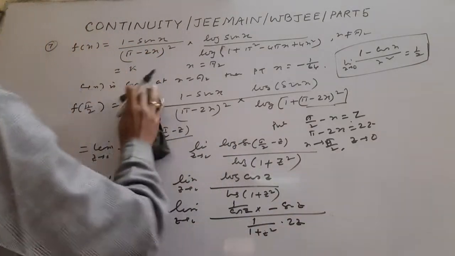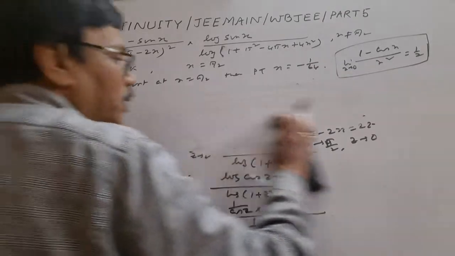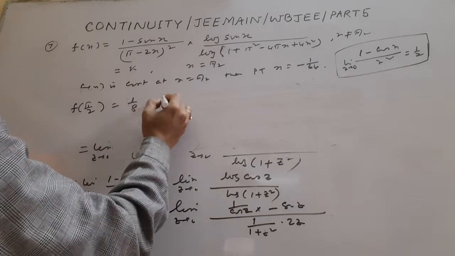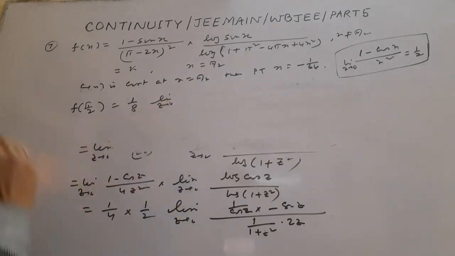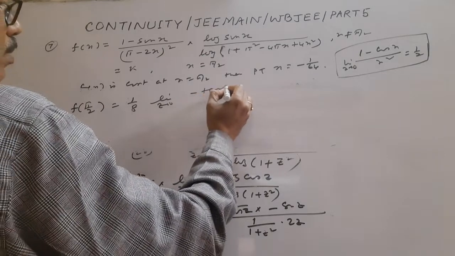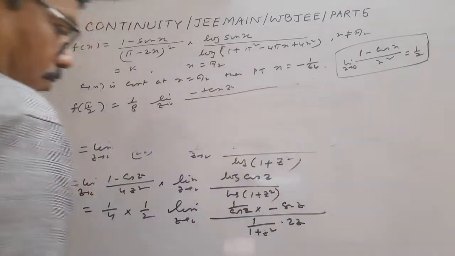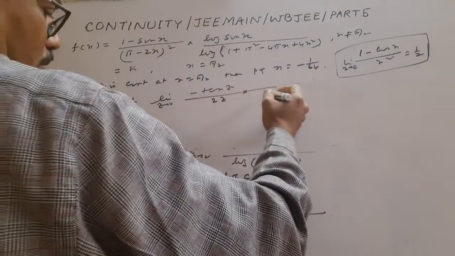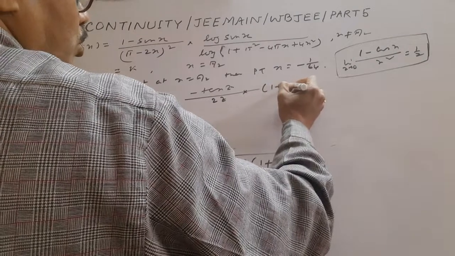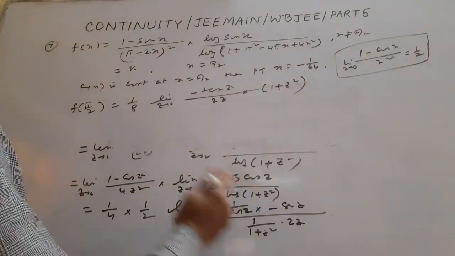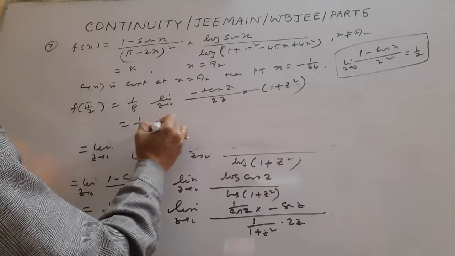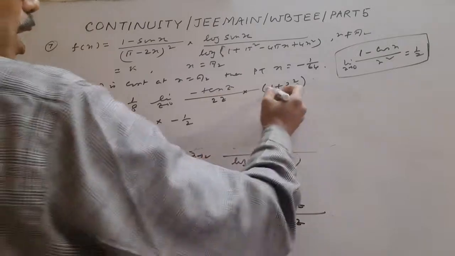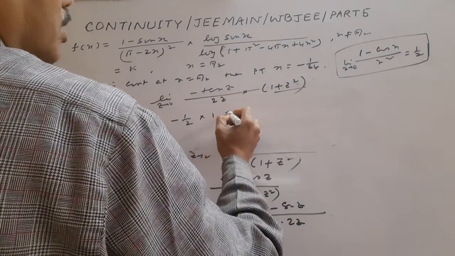So finally what we are getting: finally 8 pi by 2 equals 1 by 8 into limit z tends to 0, minus tan z by 2z, into, at the numerator it is 1 plus z square. So 1 by 8 into minus half, tan z by z is 1, and at z tends to 0 this is 1.